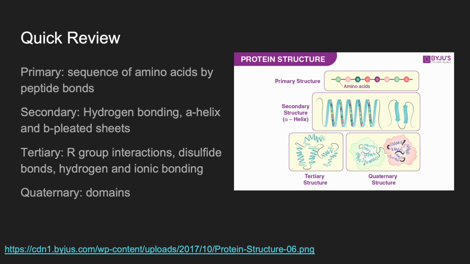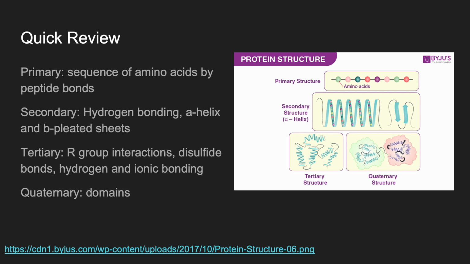Tertiary structure is where we start to see R group interactions having a function. Tertiary structure deals with R group interactions, disulfide bonds, hydrogen, and ionic bonding. Quaternary structure deals with domains. R groups also have a function here. In the image on the right, we are able to see an easy breakdown of the different structures and how they differ. To review domains, it tells us more about the overall structure of proteins.